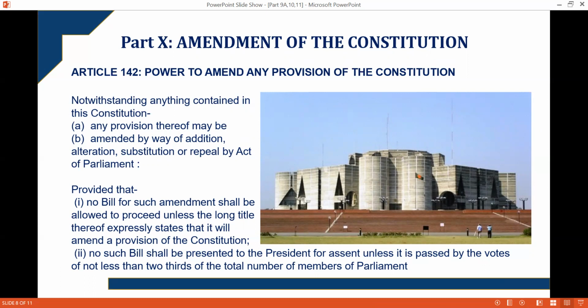It's to keep in mind that under Article 7B, the basic structure or provisions of the Constitution shall not be amended by way of amendment, alteration, repeal, or any other means.